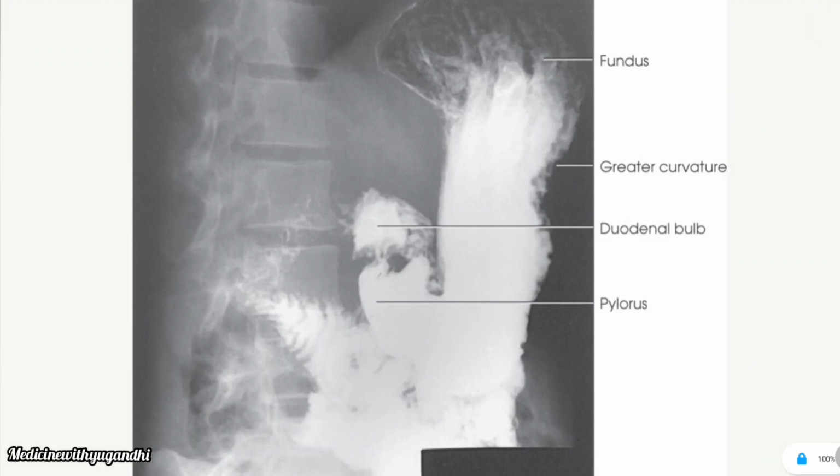See, this is the picture of radiographic examination of stomach after giving the barium meal. You could notice here the fundus of the stomach, which is an air-filled space, and here you could see the greater curvature, and this is the lesser curvature of the stomach, and then this is the pylorus, and here you could see the duodenal bulb where the stomach continues with the duodenum. That is the first part of the duodenum.